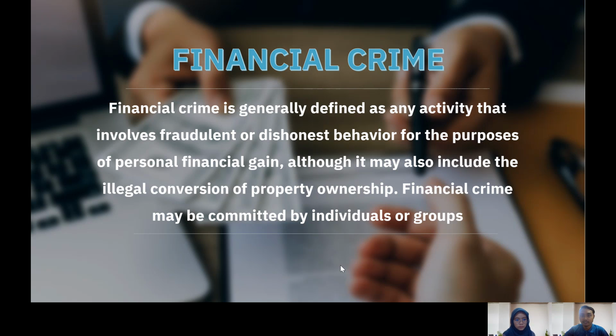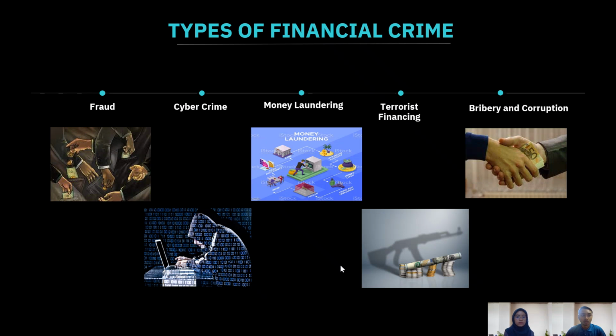So financial crime is generally defined as any activity that involves fraudulent or dishonest behavior for the purpose of personal financial gain, although it may also include the illegal conversion of property ownership individuals or groups. So that's for the definition. Okay, so next kita akan ke types of financial crime.